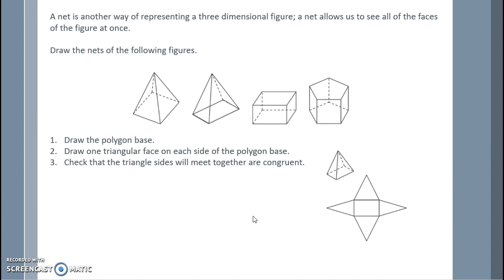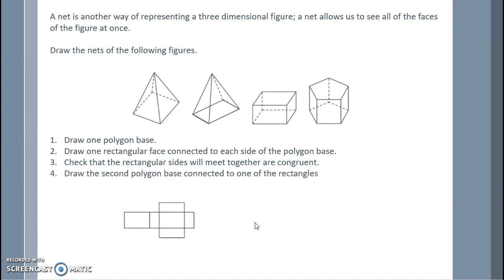Similarly, with the rectangular pyramid, we'll draw the rectangular base. We will draw a triangular face on each side of the base. And notice that because of the length of here, our triangles will be slightly different. But we still need to make sure that these sides here are congruent. So when we fold them up, they will meet.